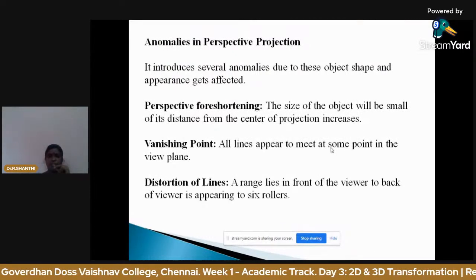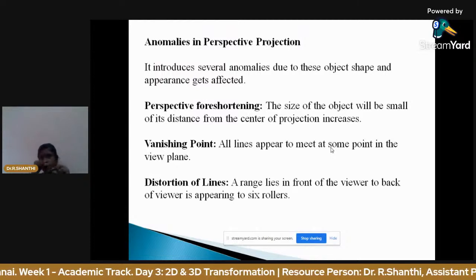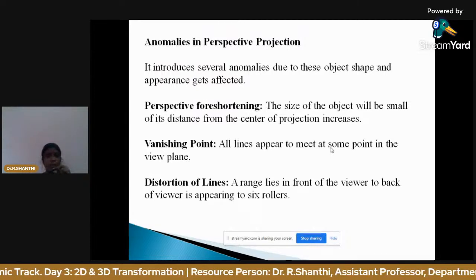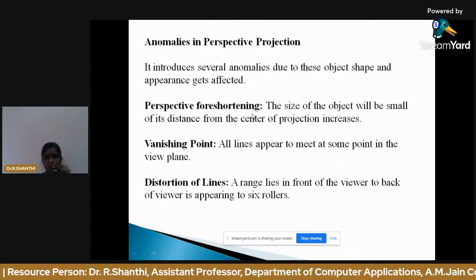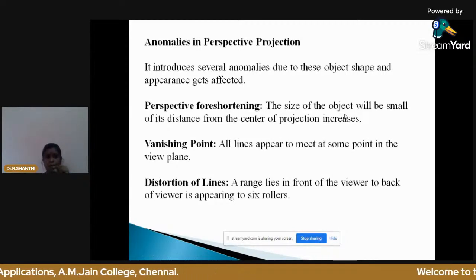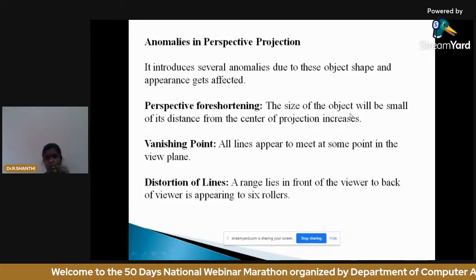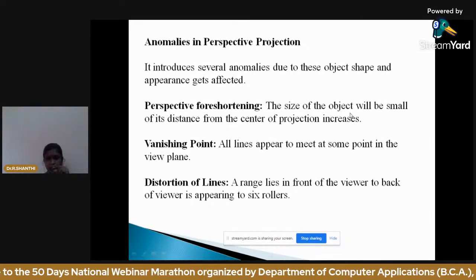Then perspective projection. Now, what are the drawbacks? You have certain drawbacks, because we are not getting the clear, exact picture. You are creating some effects over there. The first thing is perspective foreshortening, where the size of the image will be small. Suppose you are looking at an object, this image will look very small. If the distance, that is the center of projection, increases, the size of the object looks very small, but actually that doesn't happen, right?